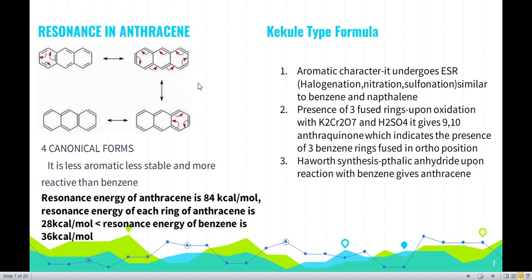It has been proven because it has aromatic character. It undergoes electrophilic substitution reactions like halogenation, nitration and sulfonation, similar to benzene and naphthalene. Also, because of the presence of 3 fused rings, upon oxidation with dichromate and H2SO4 it gives 9,10-anthraquinone, which indicates the presence of 3 benzene rings fused in ortho position. In Haworth synthesis, phthalic anhydride upon reaction with benzene gives anthracene.